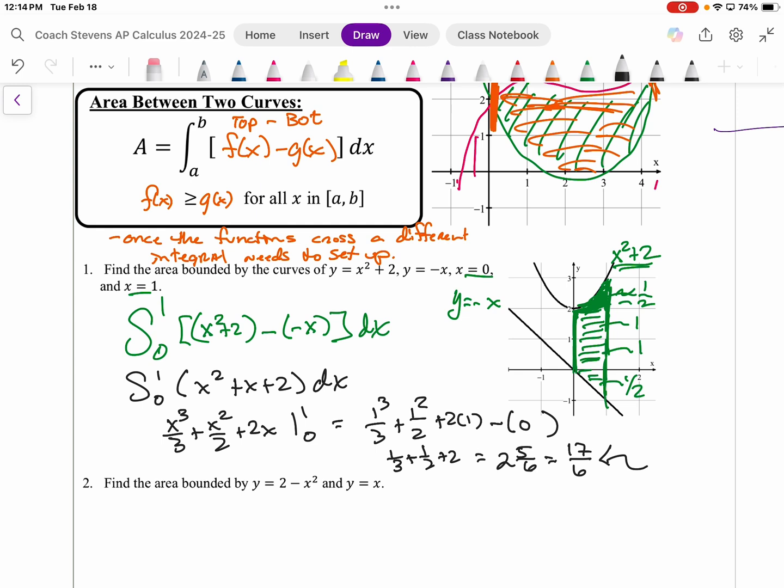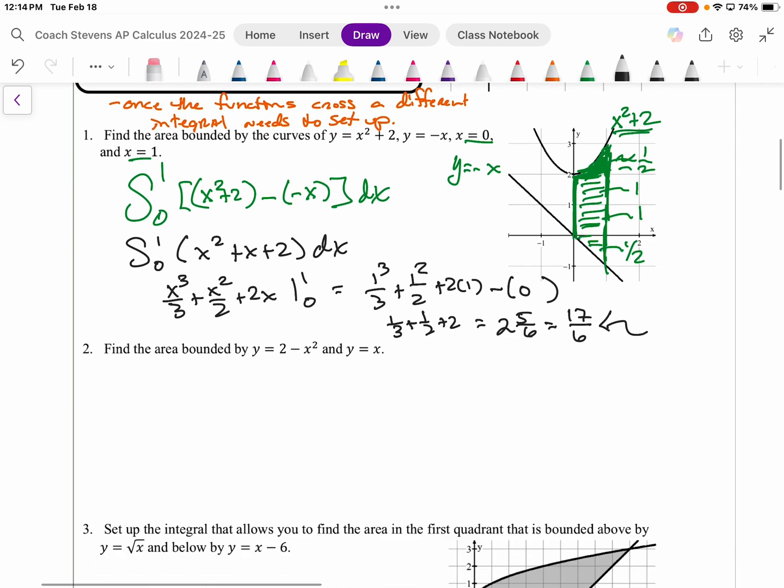Number 2, they didn't give us a picture. And so they say find the area bounded by 2 minus x squared and the line y equals x. Now, even though they didn't give us a picture, we could still draw one. It's just you got to make sure you can draw an accurate representation without using the calculator. Okay? To me, you all should know y equals x is the diagonal line there. Okay? So there's y is equal to x.